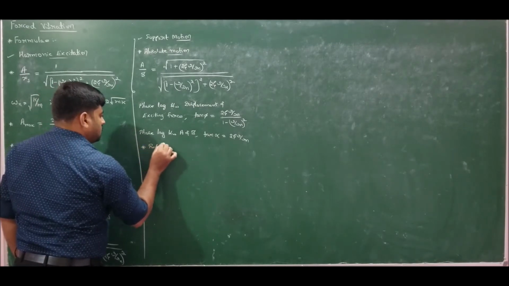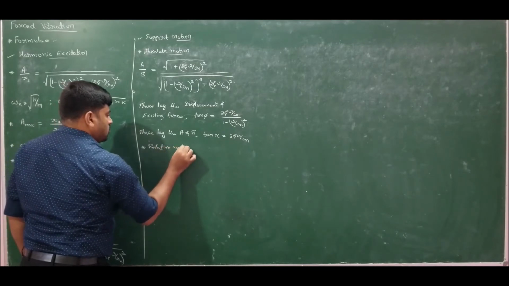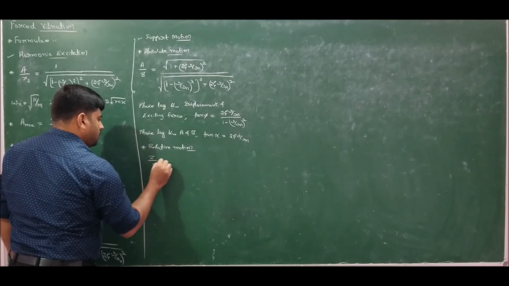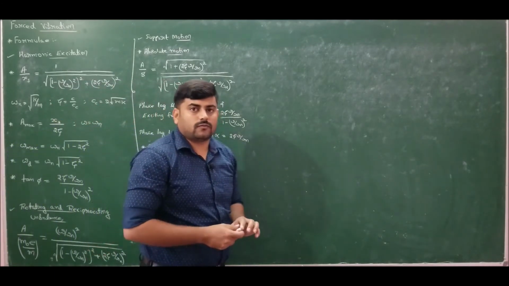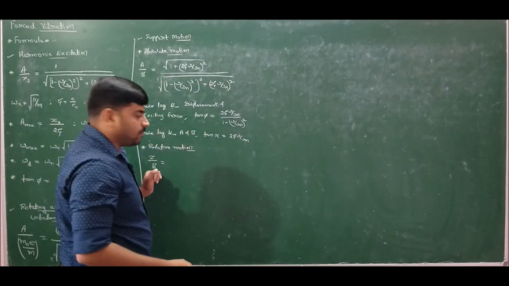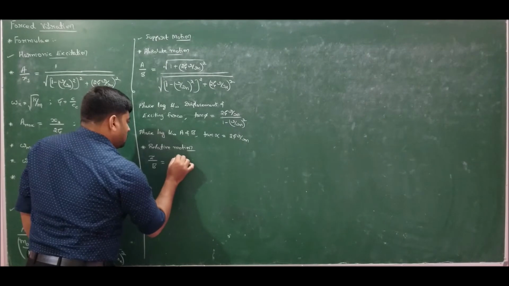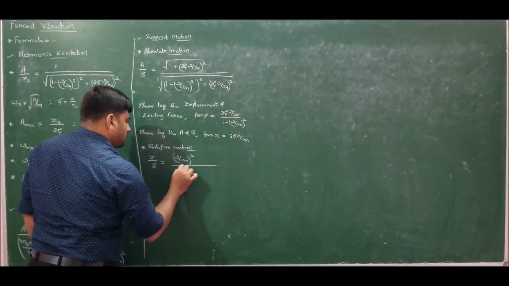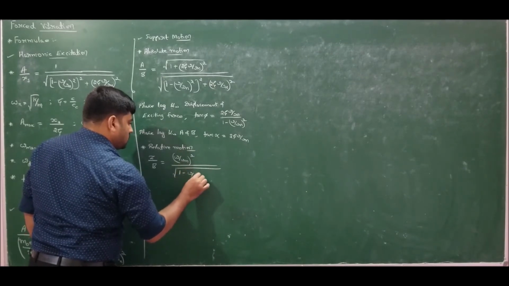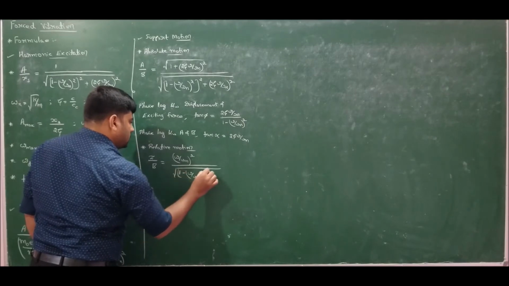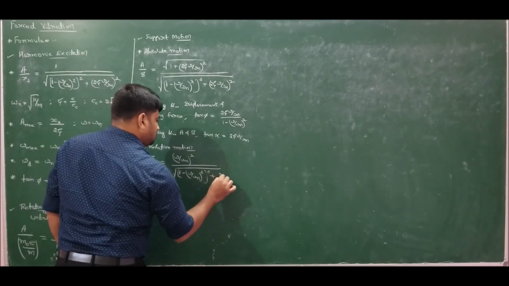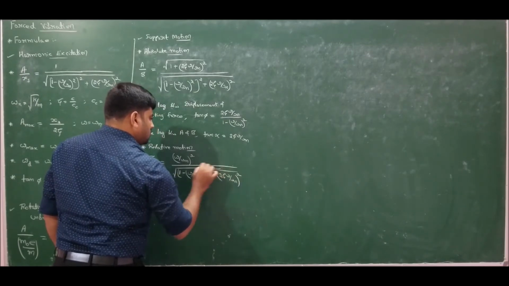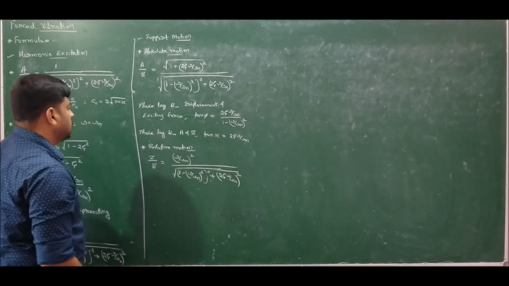For relative motion, we have Z by B, where Z is the relative displacement of the vibrating body and B is the absolute displacement of the support. Z by B is equal to omega by omega n whole square divided by root of 1 minus omega by omega n whole square plus 2 zeta omega by omega n whole square. Clear?